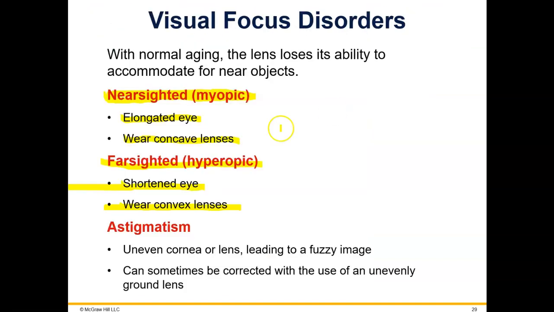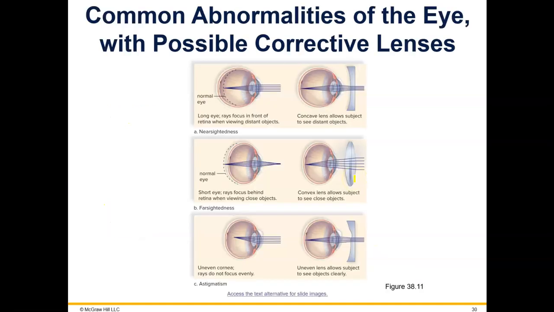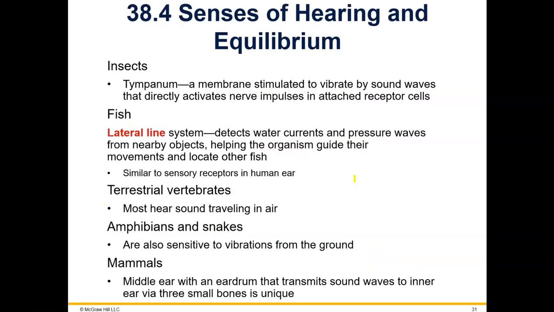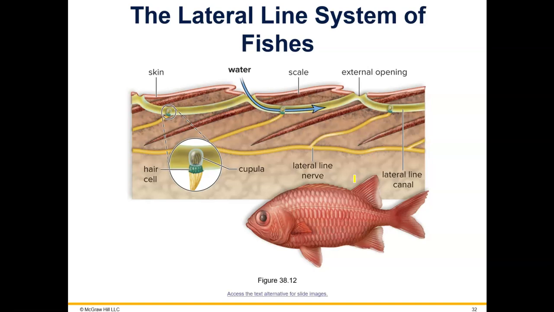All right. So nearsighted, concave lenses; farsighted, convex lenses. And then astigmatism is when you have a fuzzy image, when your vision is kind of blurry, and everybody has a little bit of that. That comes from an uneven cornea or lens, and sometimes that requires glasses and sometimes it doesn't.